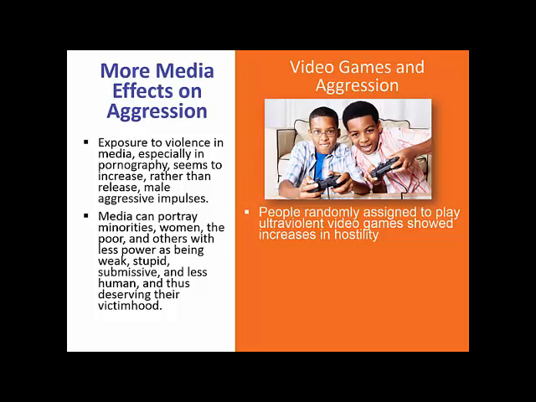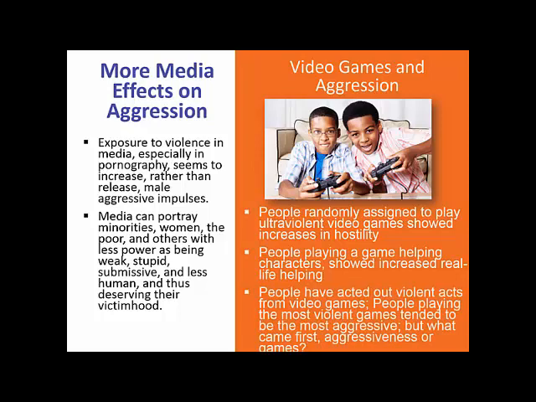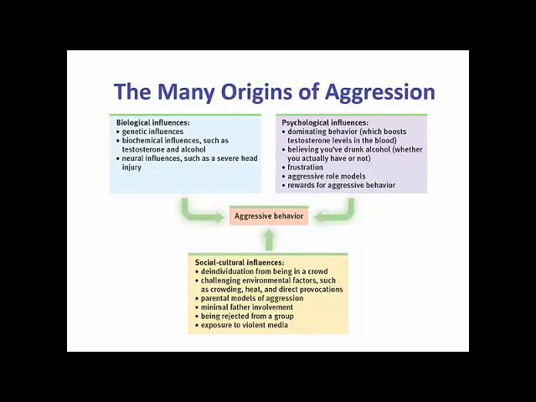One of the more recent controversies is the use of aggression in video games. They randomly assigned people to play ultra-violent video games, and found that those who played these violent games increased their hostility. People who played a game helping each other showed increases in real-life helping. And people have actually acted out violent acts from video games, so people playing the most violent video games tended to be the most aggressive. But what came first, the aggressiveness or the video games? One of the arguments is that people who are more naturally aggressive tend to choose to play these games. But this research suggests that even by random assignment, playing such games can make people more aggressive.